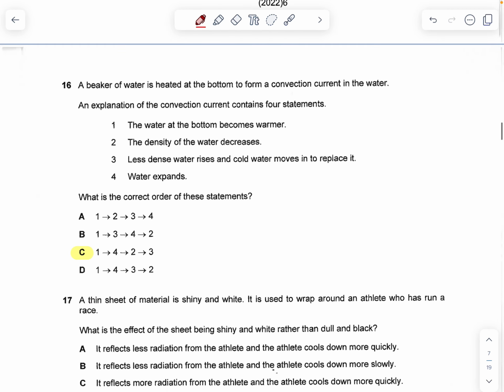Okay, question 16. A beaker of water is heated at the bottom to form a convection current in water. An explanation of the convection current contains 4 statements. So first, the water at the bottom of the container becomes warmer. And the water expands. So as it gets warmer, it expands. It becomes less dense. And then the less dense water rises and the cold water comes in to replace it because the cold water is more dense, setting up a convection current.